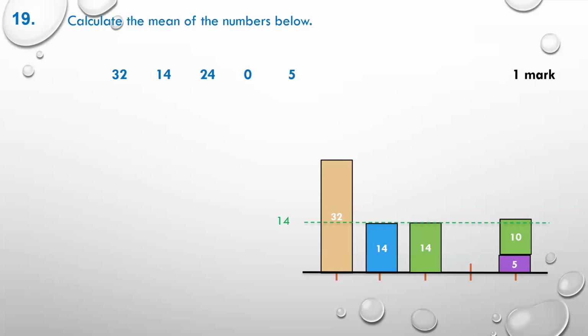We have to look at that first one. That first one, 32, is so large. It's so much bigger than 14. So let's break up the 32 into 14 and what number? 18. 14 and 18 will give us 32.